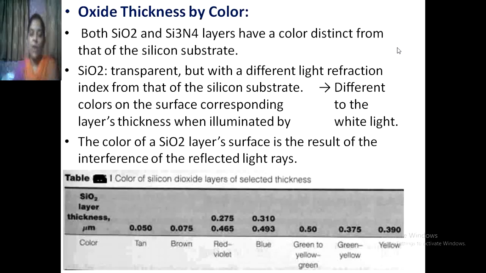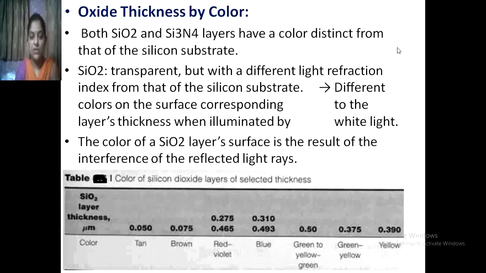Next, oxide thickness by color. Both SiO2 and Si3N4 layers have a color distinct from that of the silicon substrate. SiO2 is transparent but has a different light refraction index from that of the silicon substrate, so it looks different under white light.